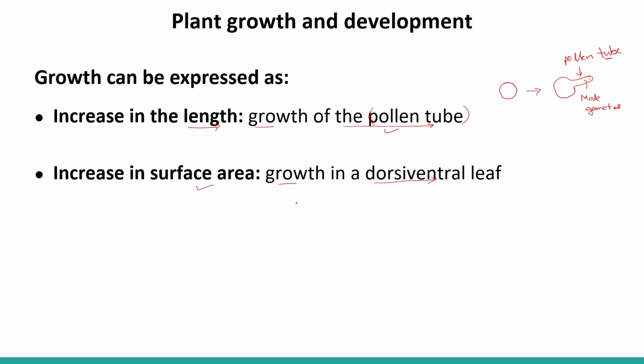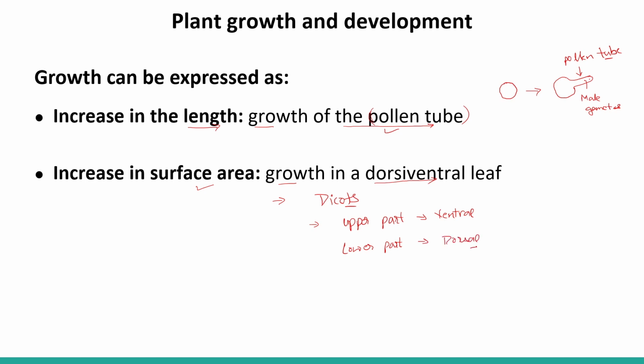All right, so what is a dorsiventral leaf? Dorsiventral leaves are found in dicots. Okay, dicot leaves are known as dorsiventral leaves. Why? Because the upper part of the leaf is known as the ventral part, whereas the lower part is known as the dorsal.